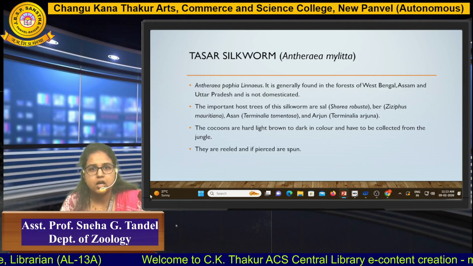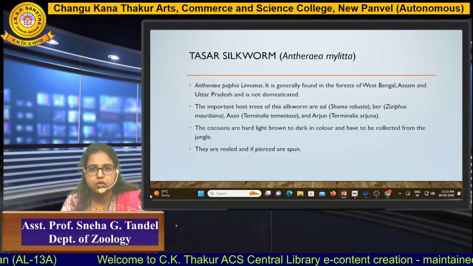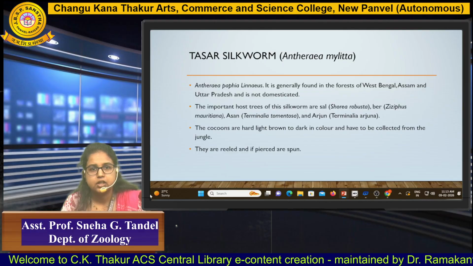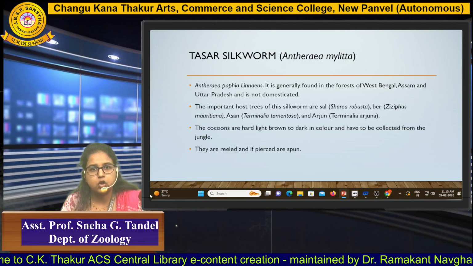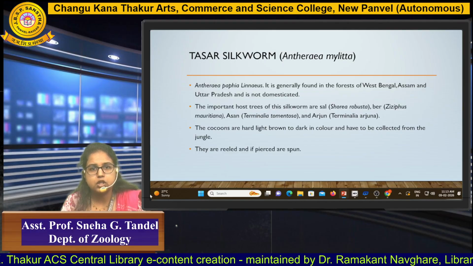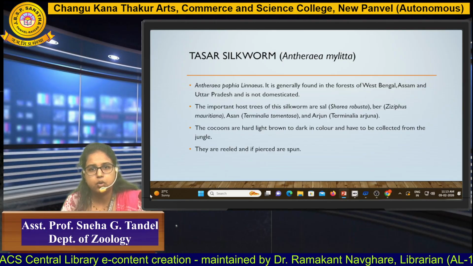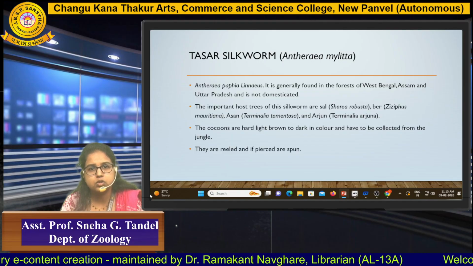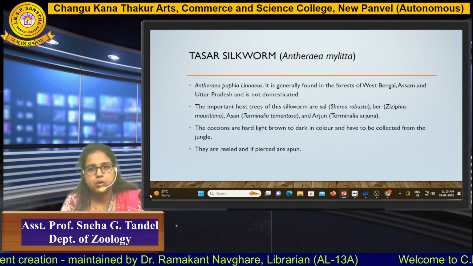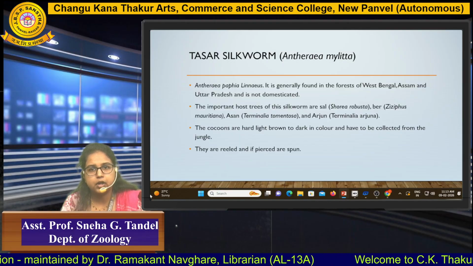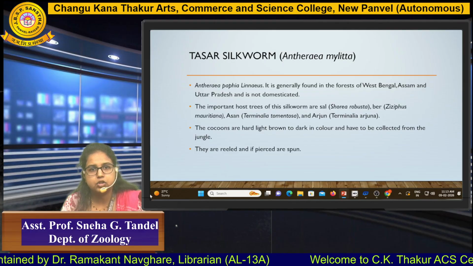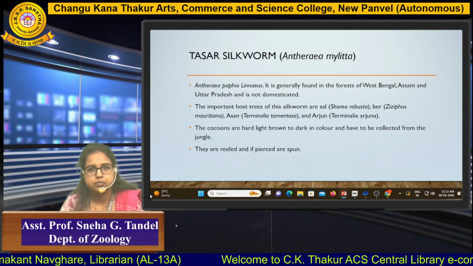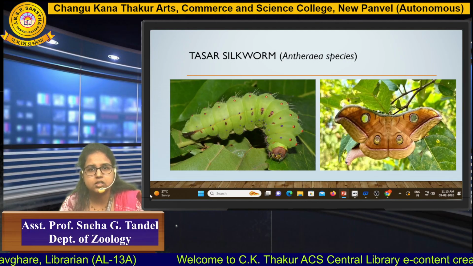Second one is the tassar silkworm. It is generally found in the forests of West Bengal, Assam, Uttar Pradesh, and these silkworms cannot be domesticated. The most important host trees of these silkworms are sal, ber, asan, and arjun. The cocoons are hard, light brown to dark in color, and are collected from the jungle. These are the reelable and pierced cocoons. The image of the tassar silkworm.